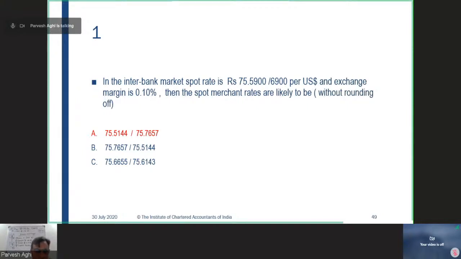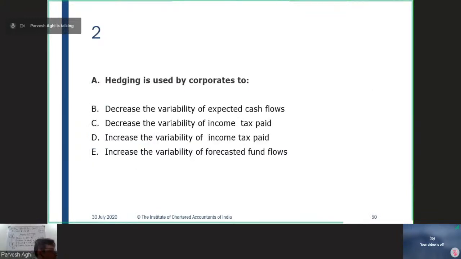Okay, the option A is correct. Sunil has also given it, no problem. The answer you have given is D, but it is actually A. Then Aniruddha has also given answer A. So, come to question number 2.